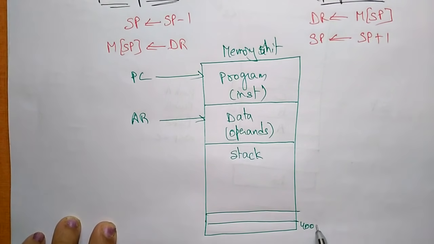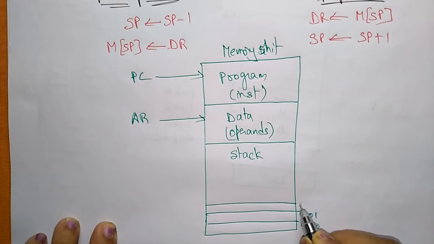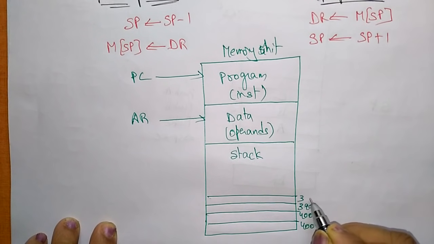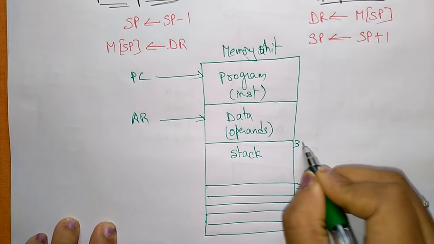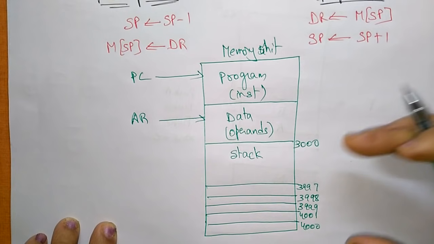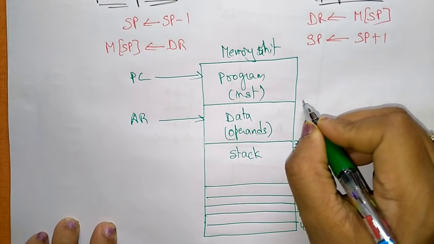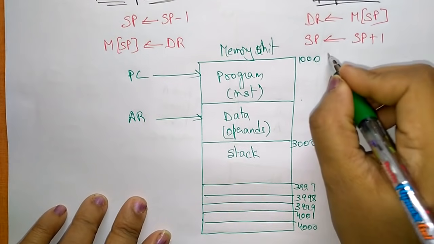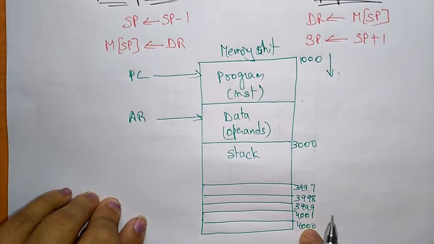First, this is location 4000, 4001, 3999. Each bit is stored in one register, one location. 3998, 3997, and so on up to 3000. From 4000 to 3000, this memory is used for the stack operations. And from the least, it is 1000. This is the address; addresses increment from the program instructions to the stack.